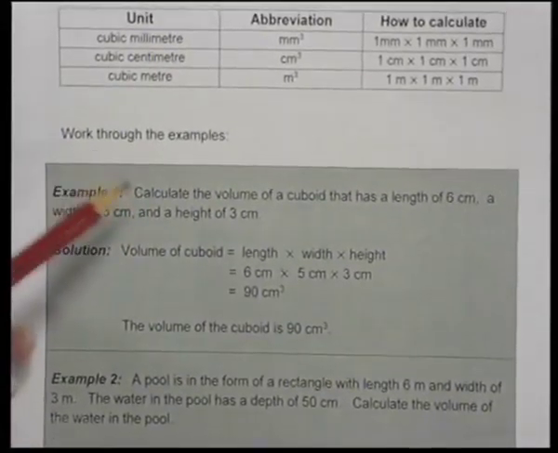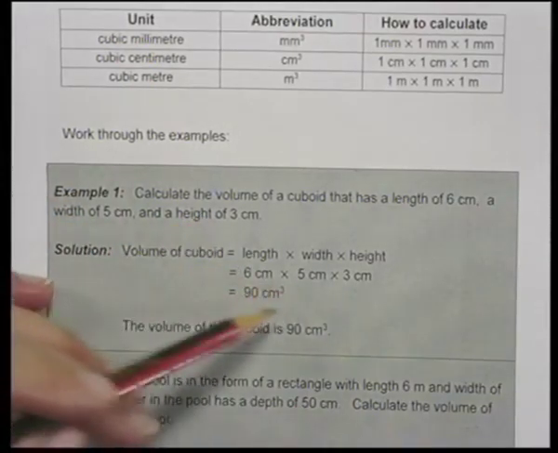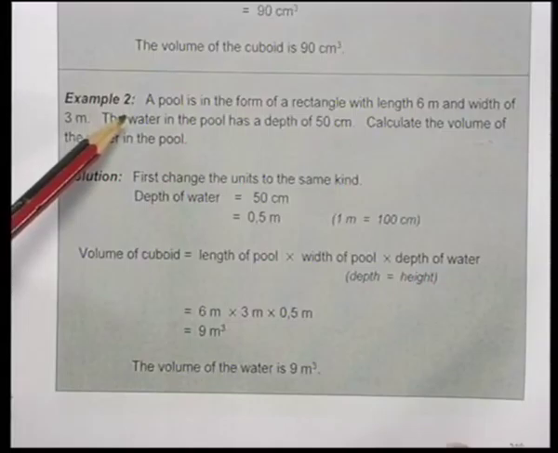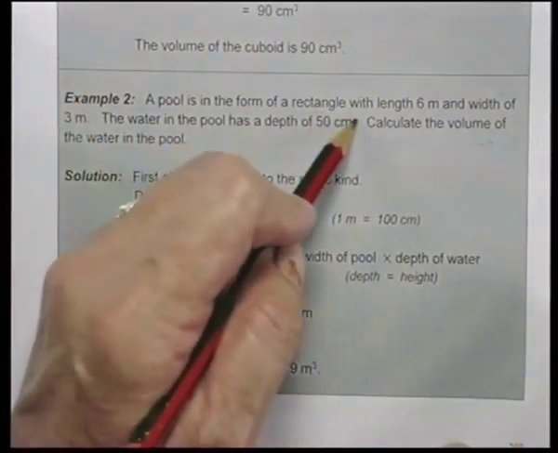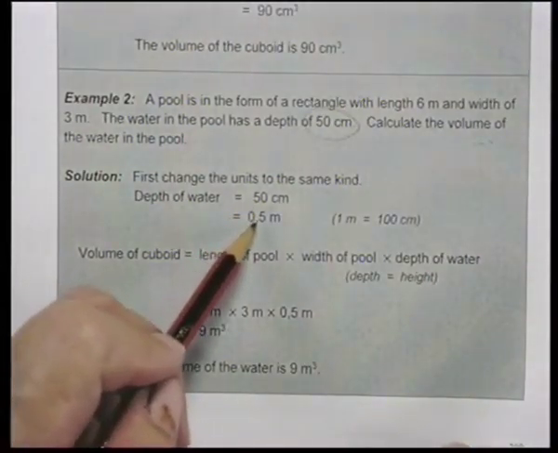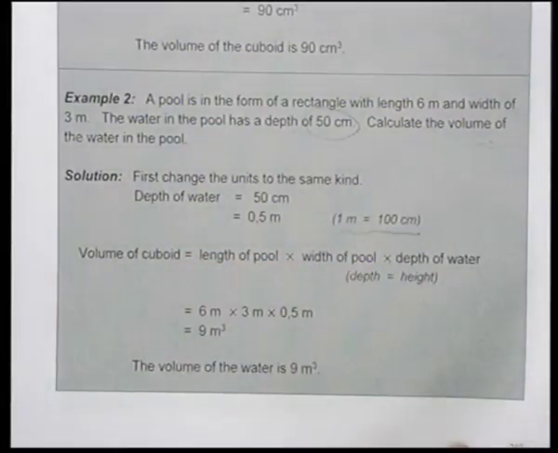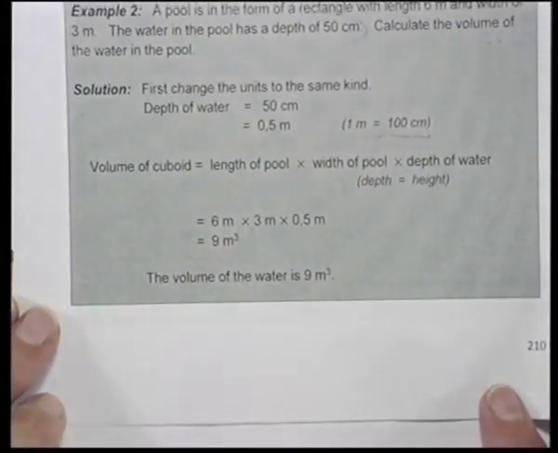The examples. Here we see the volume of a cuboid that has a length of 6 and 5 and 3. We simply multiply and we find the answer. Example 2. There's a pool in the form of a rectangle with a length this and a width that. The water in the pool has a depth of 50 centimeters. Make sure you make the centimeters meters before you start. So 50 centimeters is 0.5 meters because we know there are 100 centimeters in 1 meter. So the volume, multiply, and then we get 9 cubic meters.